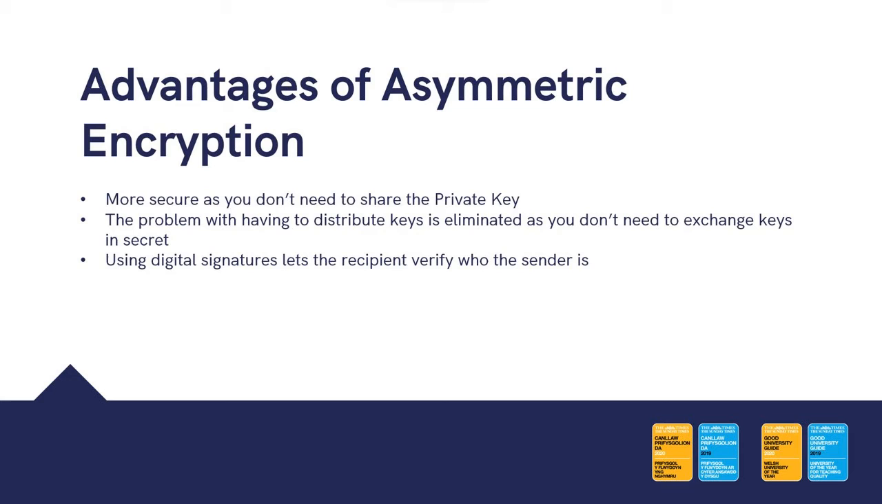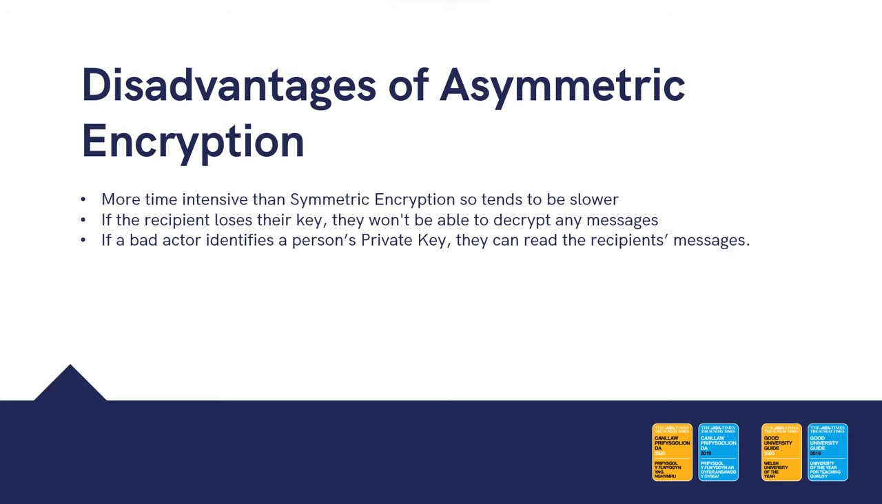You only need to share the public key, and the private key is meant for you and only you. And the use of digital signatures lets the recipient verify who the sender is. Some of the disadvantages of asymmetric encryption are that it's more time intensive, so it tends to be slower. If the recipient loses their private key, they won't be able to decrypt any of your messages.